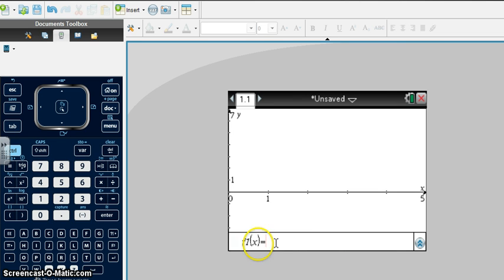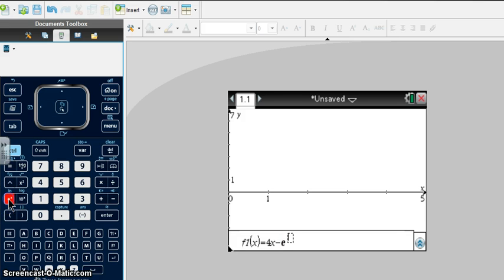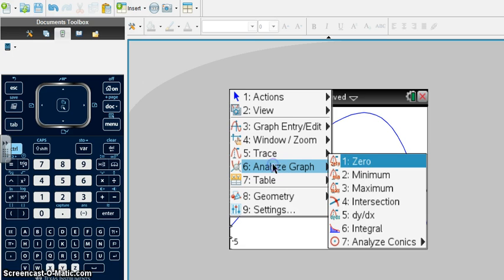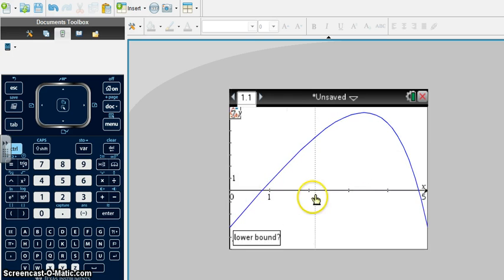And then we type in the graph, so 4x minus e to the power of x minus 2 minus 3. And we have a graph that is here. So the next thing we need to do is to find the x-intercept. So we go to menu, analyze graph, zero. We find the lower bound and the upper bound.